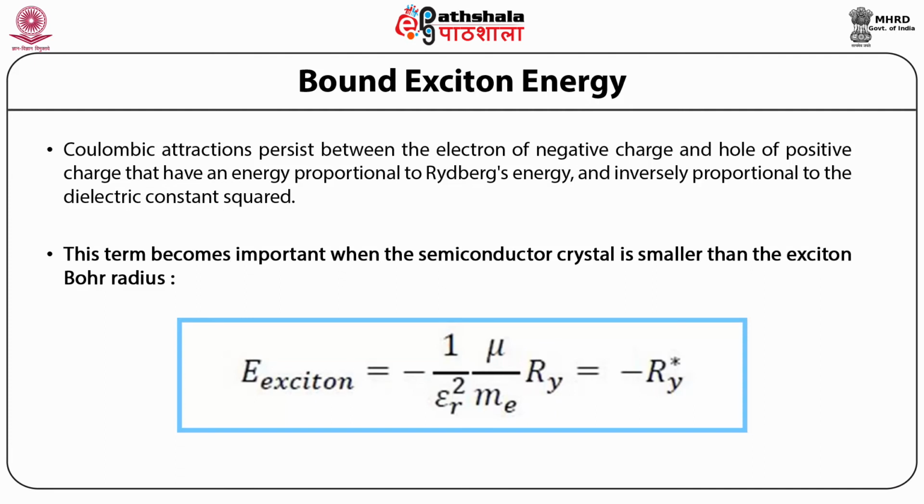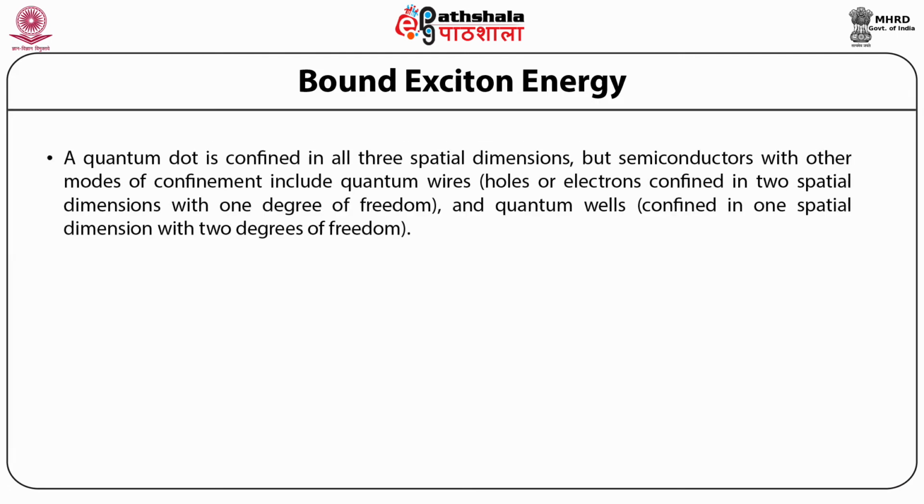Now substituting the values of these energies in the expression of the total energy which we have discussed earlier, we can find the total energy. A quantum dot is confined in all three spatial dimensions, but semiconductors with other modes of confinement include quantum wires, in which holes or electrons are confined in two spatial dimensions with 1 degree of freedom, and quantum wells, which are the confinement in one spatial dimension with 2 degrees of freedom.